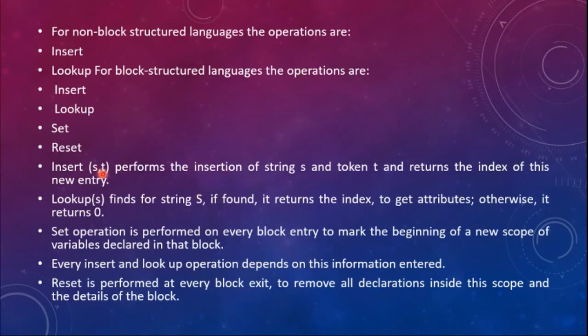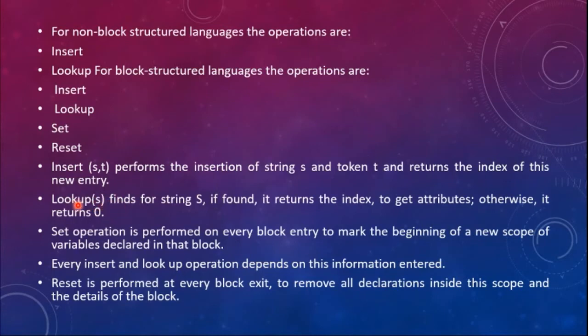Here, insert means we can create some variable with some token ID. For example, insert of s comma t. That means we are inserting the variable s into the symbol table and the token ID is t. In this manner, it creates one entry in the symbol table. And next, lookup of s. That means finding an already existing string, identifier or variable. For that purpose we use this particular operation.